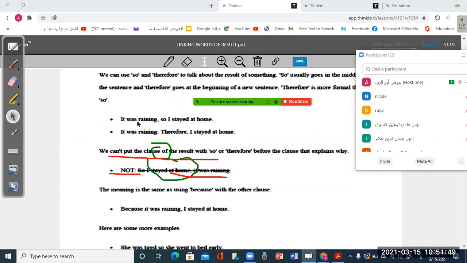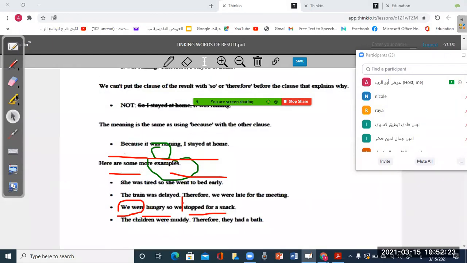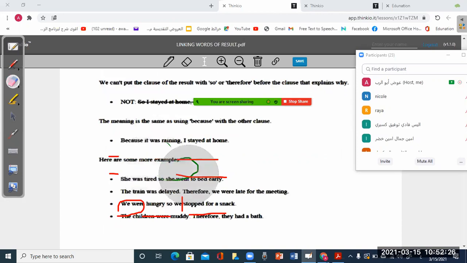If you look at the first example, so is in the middle of the sentence. It was raining, so I stayed at home. If I want to change it to because, it becomes because it was raining, I stayed at home. Because is used before the reason, so is used before the result. Is that okay? Look at the example here. Use because before the reason, and you use so here before the result. This is the result. Now, here are some more examples. Look at them. I need to erase and clean.